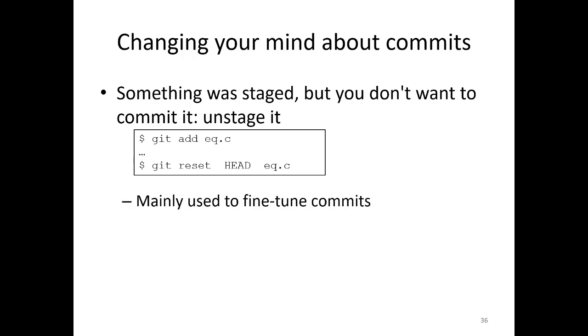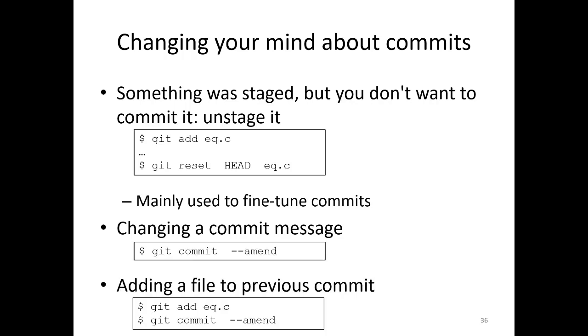And other things you can do is fine-tune commits with that. So changing a commit message is also fairly straightforward. So you did a commit, you had a nice commit message, but there was a typo. It's very easy to change that. You can just change the last commit message using git commit --amend.